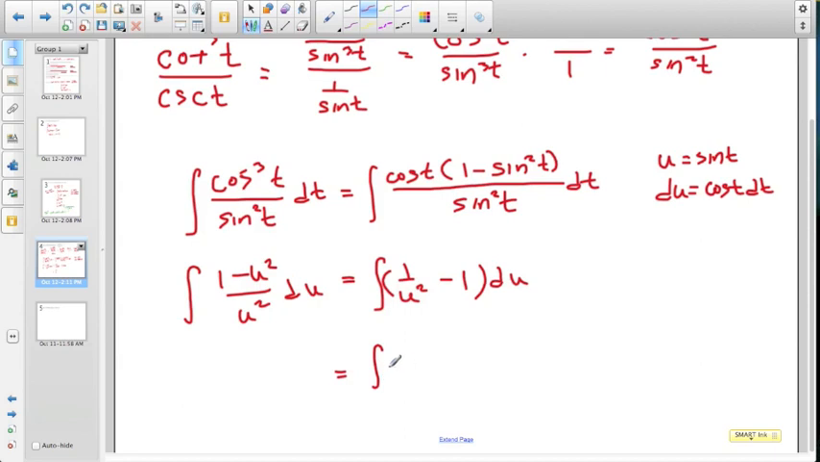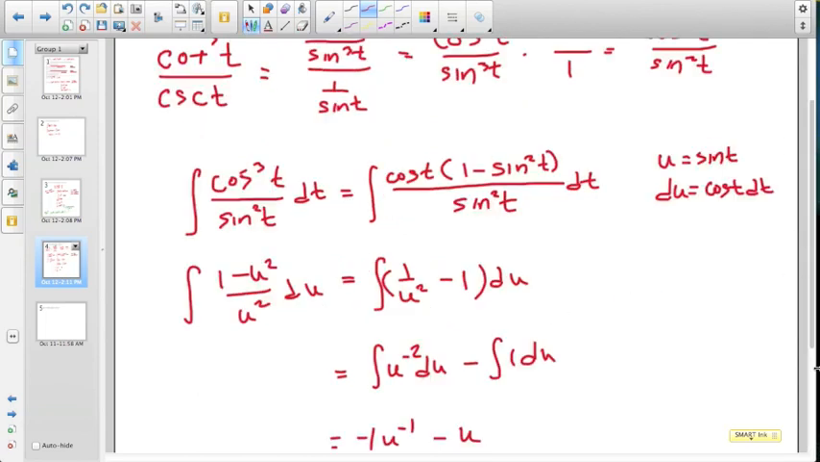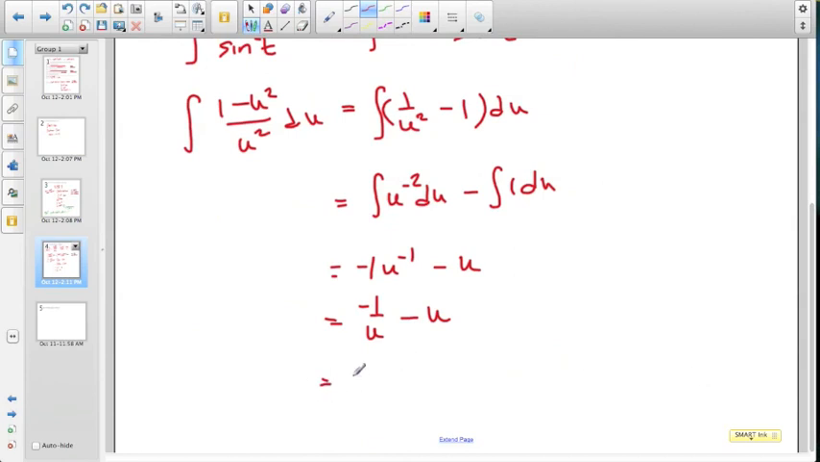So just a reminder that 1 over u squared is u to the minus 2. So we have to integrate that, and then we've got to integrate 1. That's not so tough. So using the power rule, we get minus 1 u to the minus 1, and here we get u. So we're looking at minus 1 over u minus u. And then substituting back in, u is sine of t. So we have minus 1 over sine t minus sine t plus c, the constant of integration.